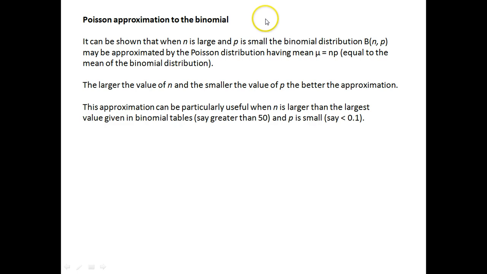Now, it can be shown that when n is large and p is small, the binomial distribution may be approximated by the Poisson distribution having the mean lambda being np, so the mean being equal to the mean of the binomial distribution. The larger the value of n and the smaller the value of p, the better the approximation. This approximation can be particularly useful when n is larger than the largest value given in the binomial table, say greater than 50, and p is small, say less than 0.1.